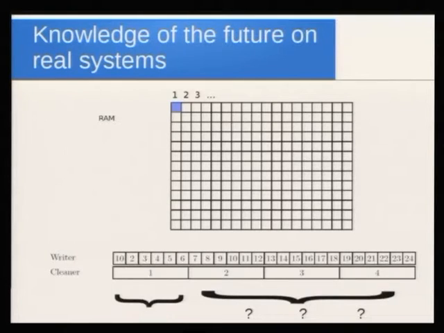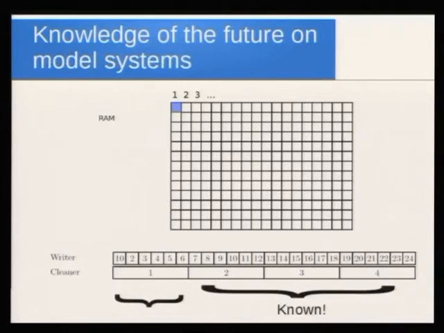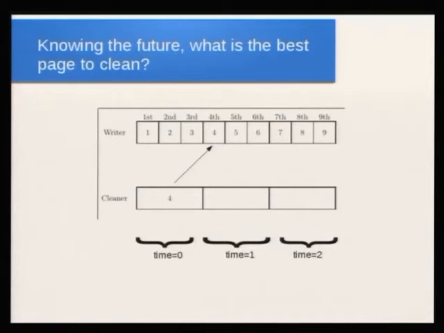So in the model, we have the ability to fix the future, and we know what will happen, so that we can analyze and find the best possible choice of pages. Yeah, so in model systems, we know the future because we fixed that. So given that we know the future, what is the best page to clean?